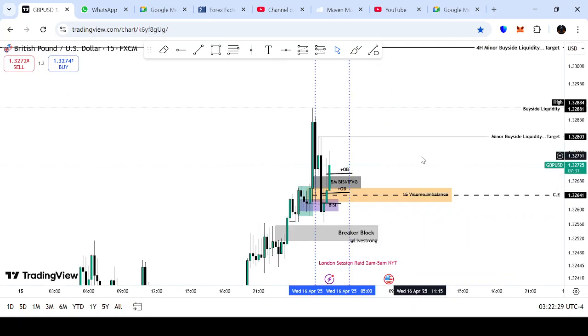$15. Yeah, we trade above the 15 minutes consequent encroachment volume imbalance. Close above it there.